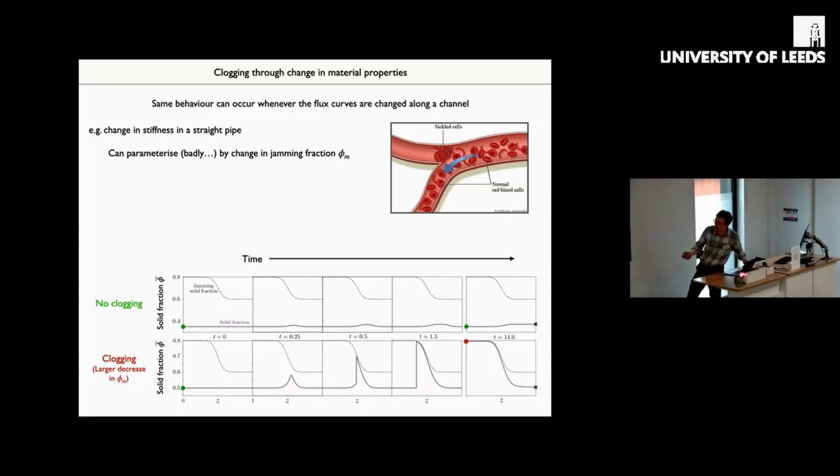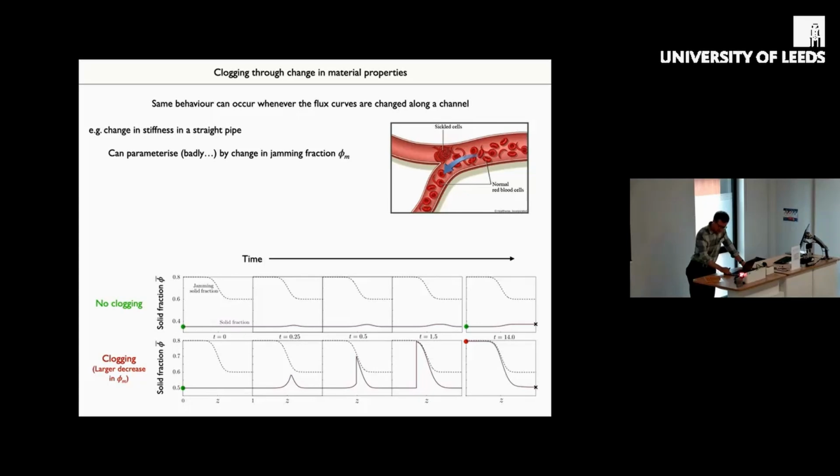And you get exactly the same phenomenon. If the drop is not very significant, then you evolve to a steady state that has a slight rise in phi like that. If the drop is more significant, then you can evolve to get this backwards propagating shock. This is moving forwards in time, and you get this jam state with a much higher solid fraction at the end, which propagates upstream.